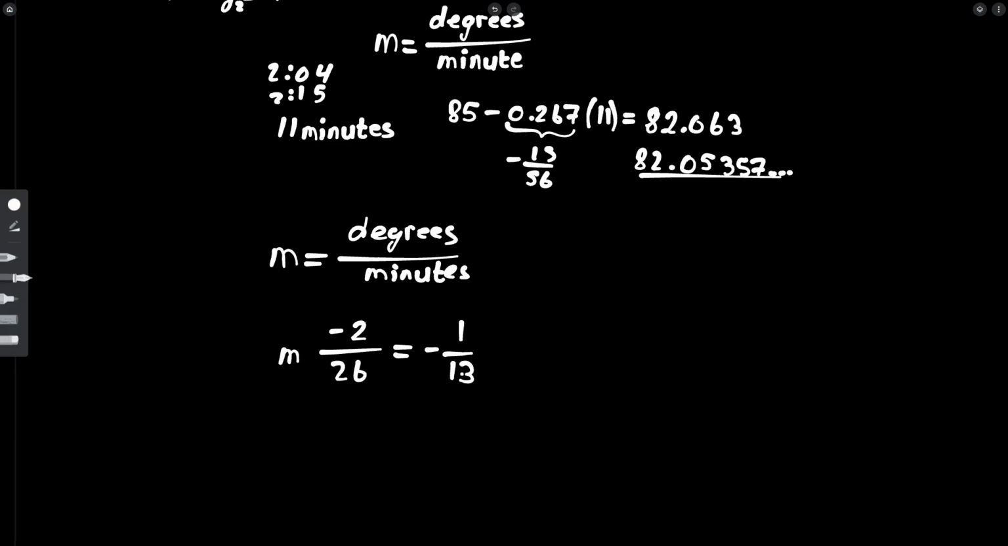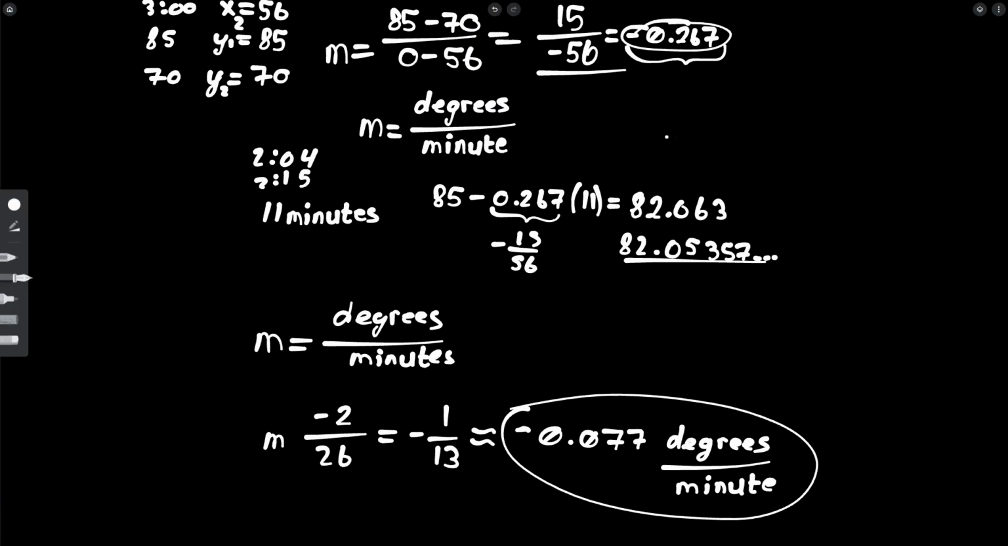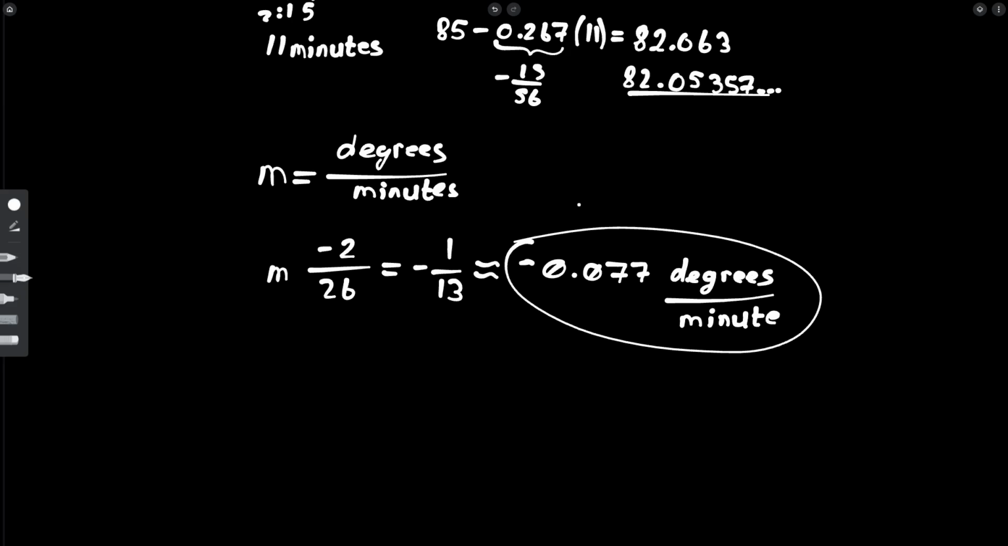And plugging that into a calculator gives us approximately negative 0.077 degrees per minute. That is definitely a lot less than the negative 0.267 that we found earlier.